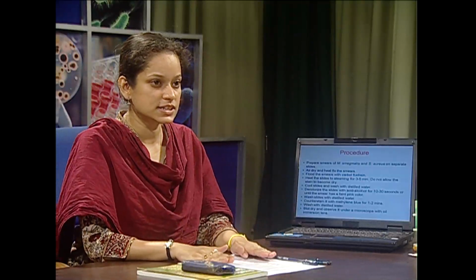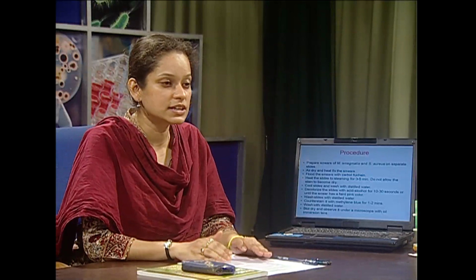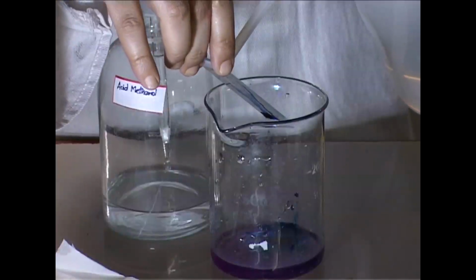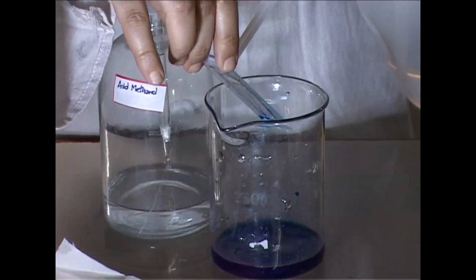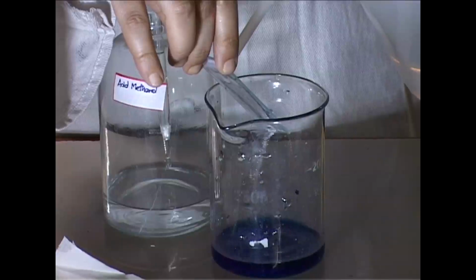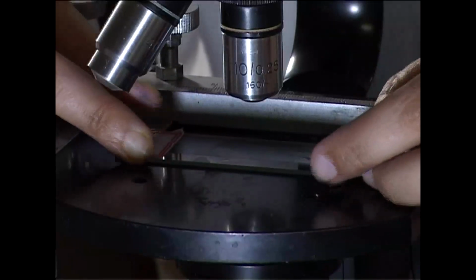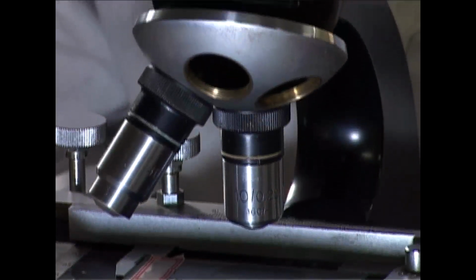Or in certain cases, it is kept a little longer for 1 to 2 minutes. And then we wash the counterstain with distilled water, air dry the smear and see it under the microscope, under the oil immersion lens. Now, what will be the observation?